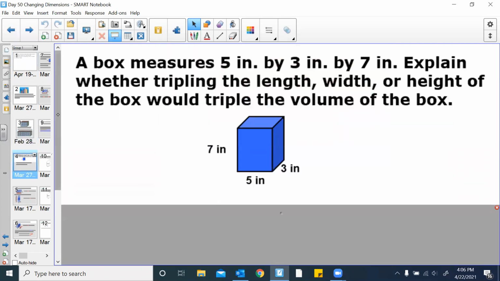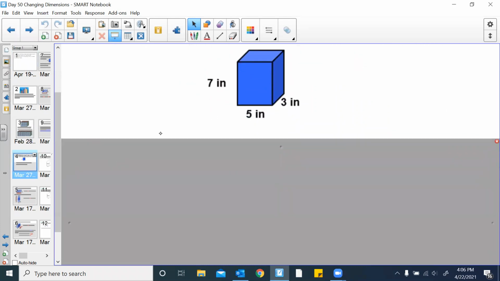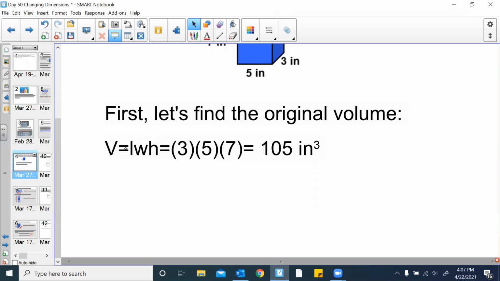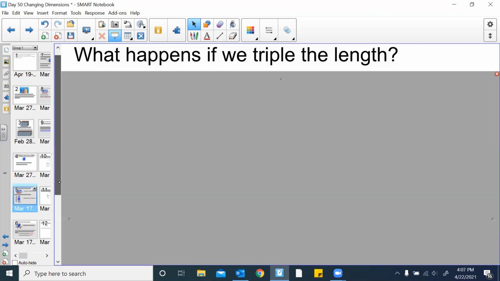Okay. So a box measures 5 inches by 3 inches by 7. Explain whether tripling the length, width, or height of the box would triple the volume. All right, let's start looking at what we got here. First we would find the original volume. So 5 times 3 times 7. Remember, volume is just length times width times height. So we'd end up with 105 inches cubed.